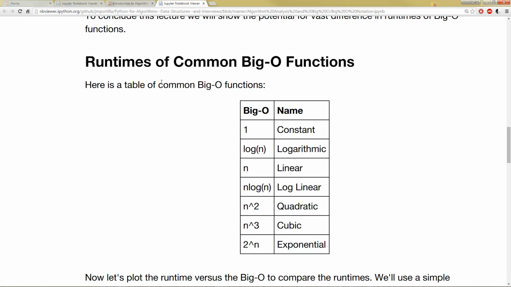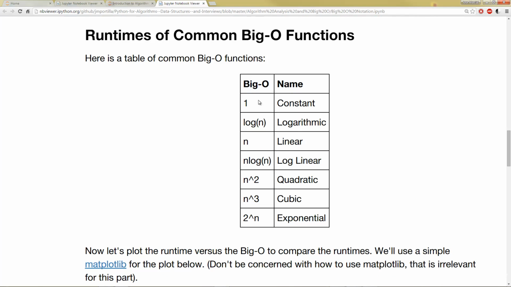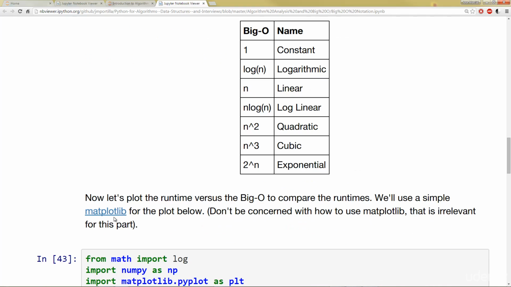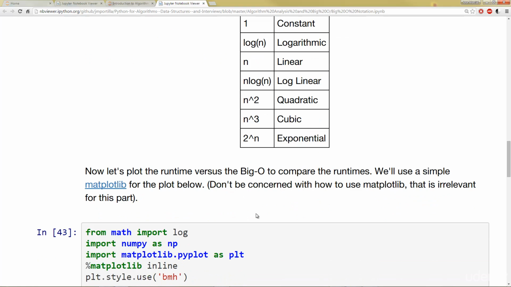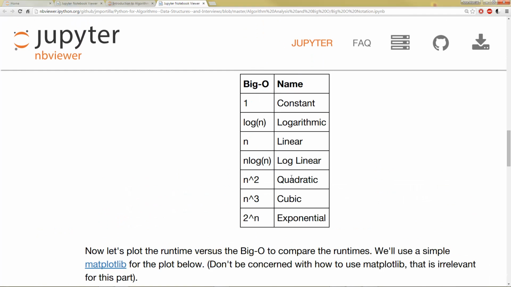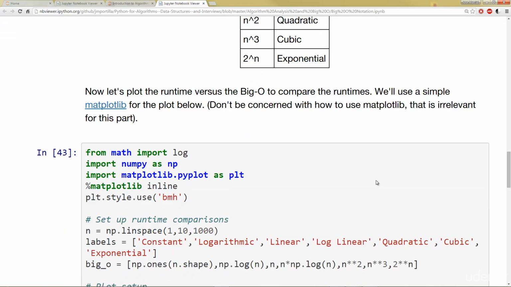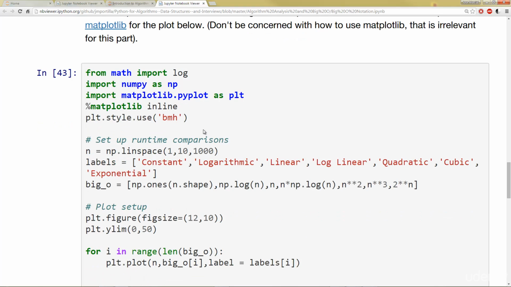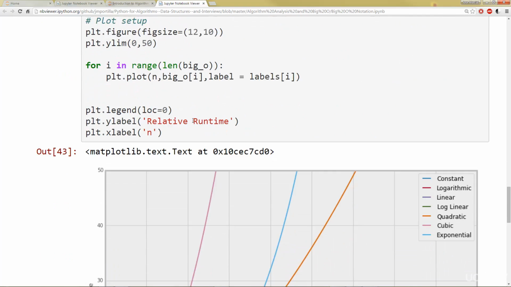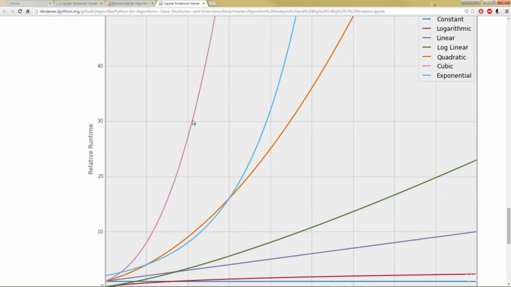So here are some common runtimes of big O functions. The common ones are constant, logarithmic, linear, log linear, quadratic, cubic, and exponential. So what I'm going to do now is use a library called matplotlib to plot out the differences between these big O's. You can go ahead and check out that code yourself, but don't worry about it. We're just discussing big O notation here, not matplotlib. But I used that code to create this plot here.